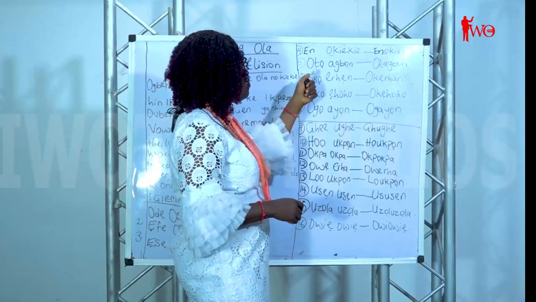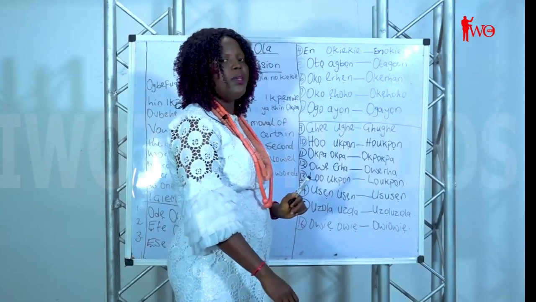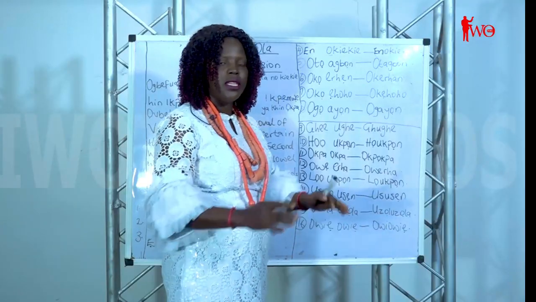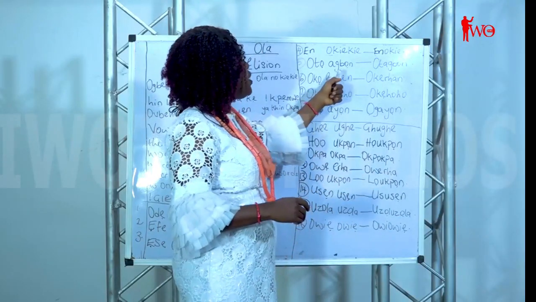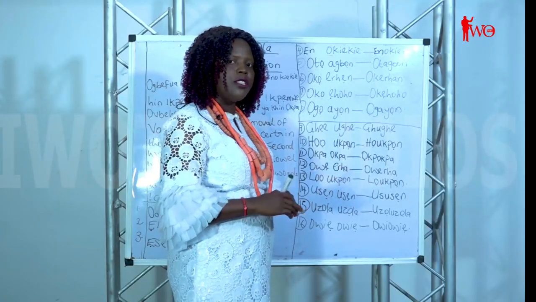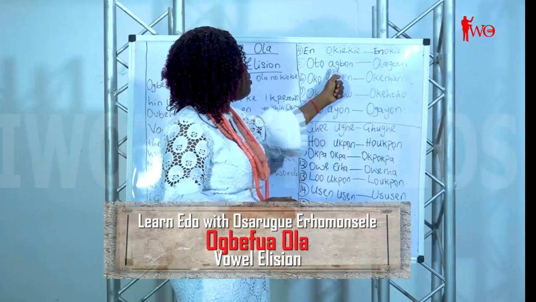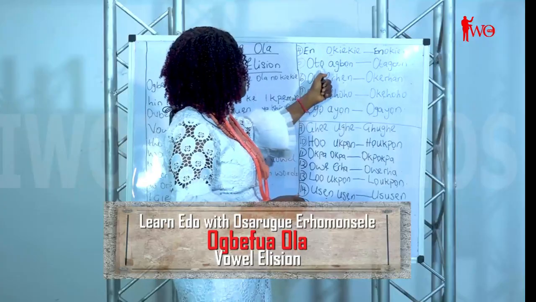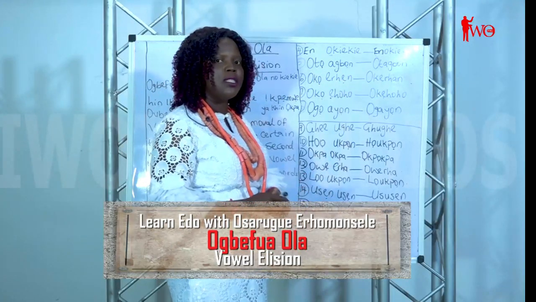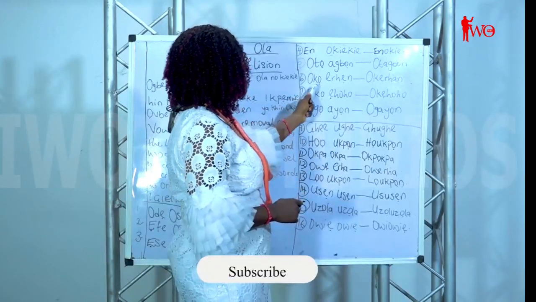The next one is Oto Agmo. Oto means ground, land, earth. Agmo means world, people, universe. So when you put these two words together, it becomes Otagbon, because we are removing the letter O with a dot. It becomes Otagbon, which means the universe.